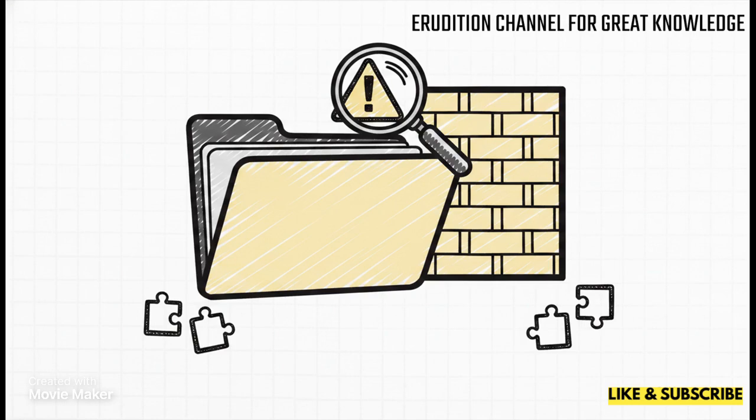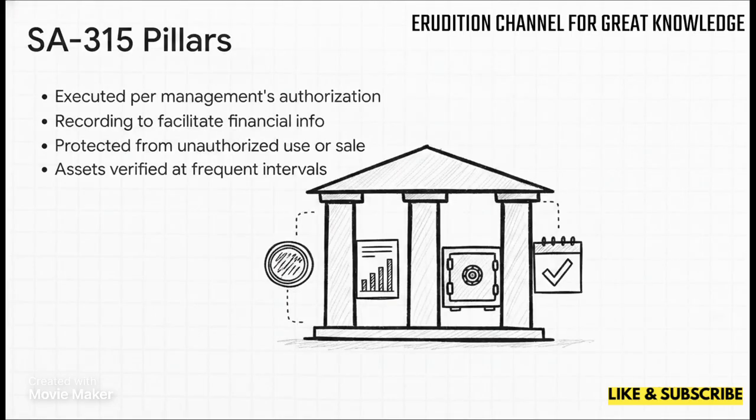While it shares some DNA with the general objectives we just talked about, SA 315 explicitly advocates for 4 very specific objectives of internal control. Let's map out those 4 specific pillars. 1. Ensuring transactions are executed exactly as per management's authorization.